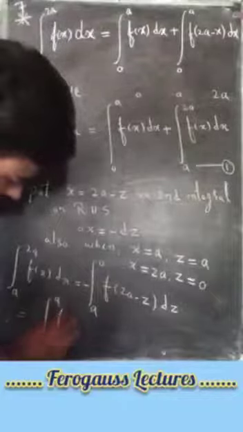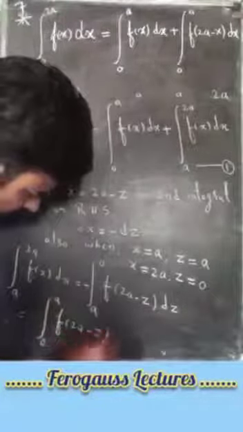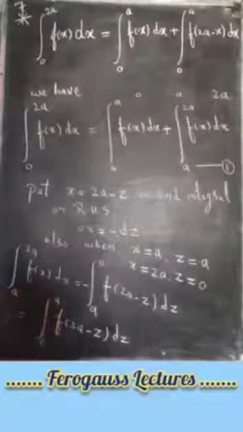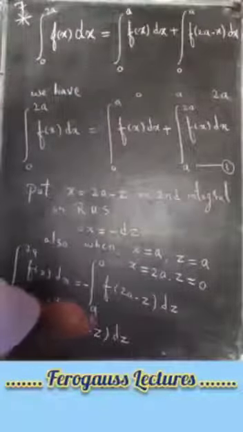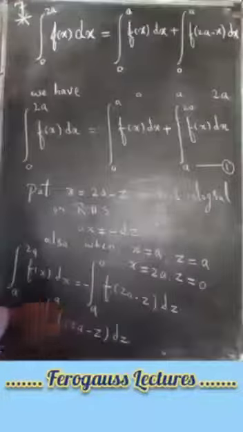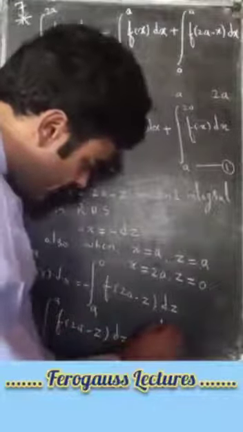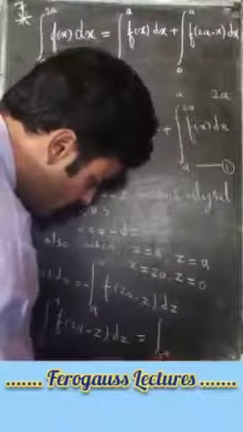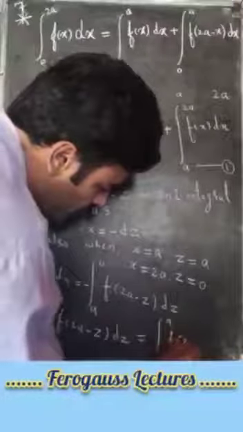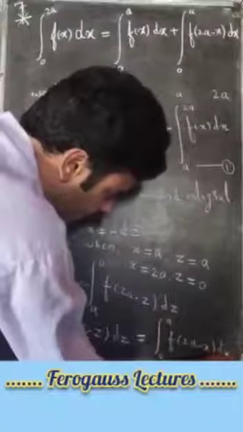Then we have f of 2a minus z dz. Also, in definite integrals, we can replace the variable z with any other variable. So here we replace it with variable x and we get the integral from 0 to a of f of 2a minus x dx.